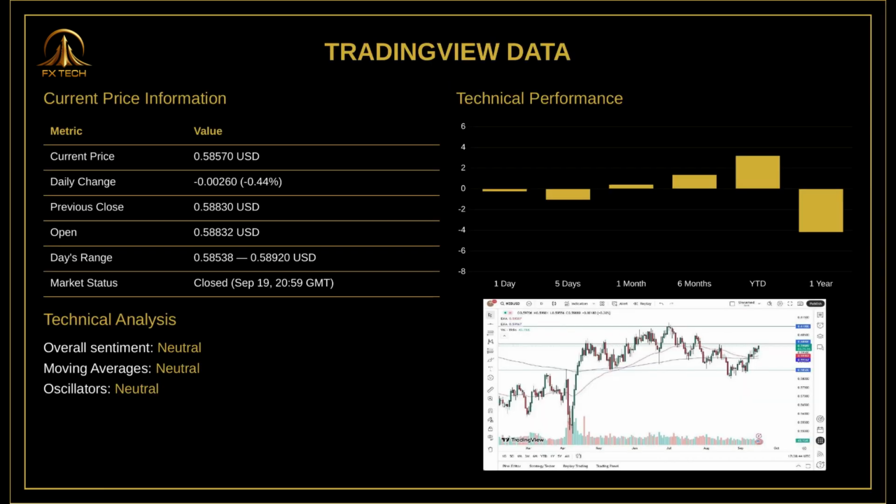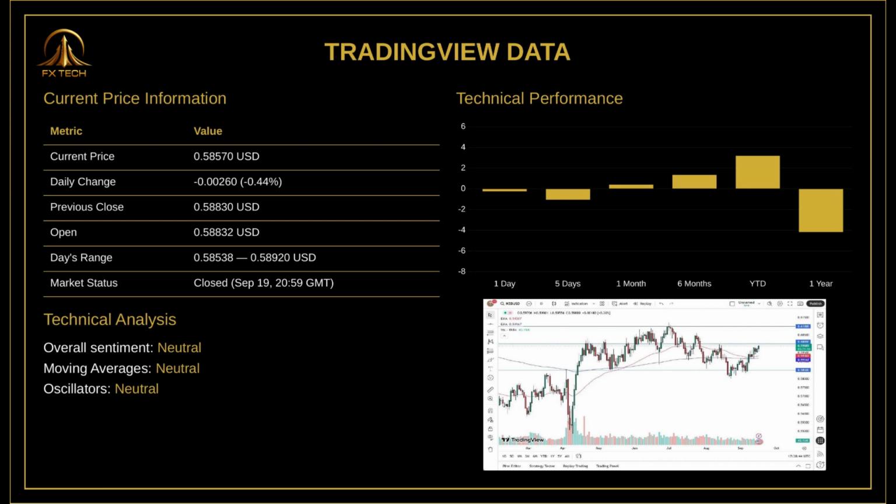NZD/USD market. Let's start by examining the current market position of NZD/USD based on TradingView data. As of our latest data point, the New Zealand dollar is trading at 0.58570 against the US dollar, showing a daily decline of 0.44% or about 26 pips. The pair opened at 0.58832 and has been trading within a range of 0.58538 to 0.58920 throughout the session.